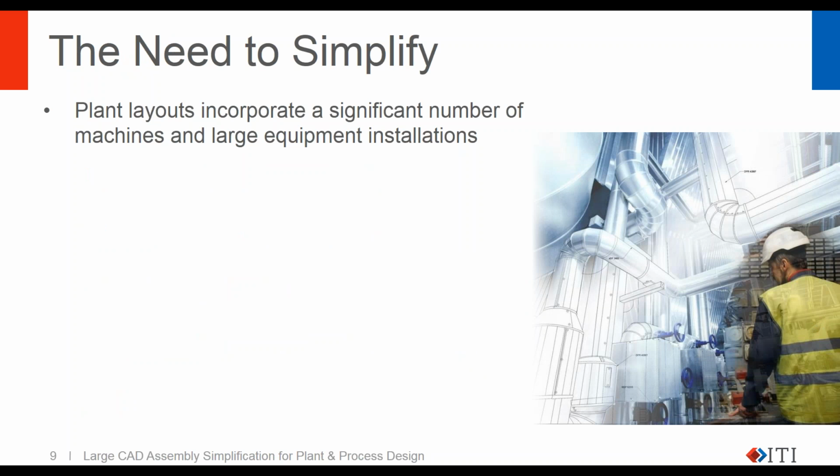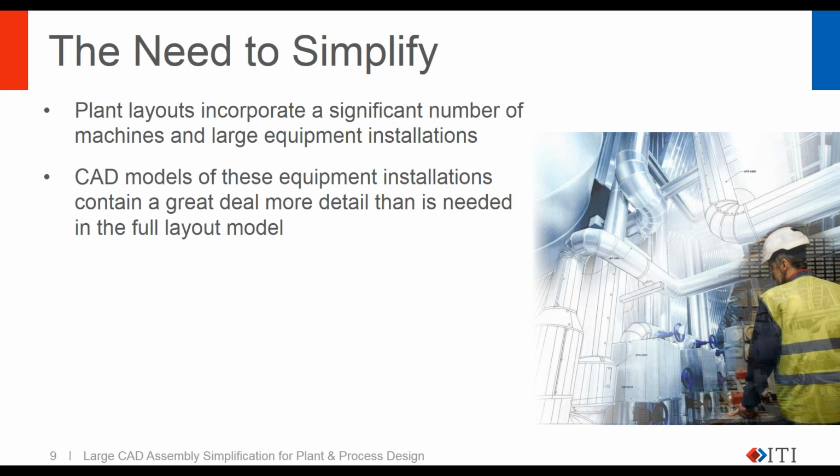So to begin with, the need to simplify. Why do we need to simplify large CAD models before integration into plant design systems? Well, the plant layout will incorporate a very large number of machines, of pieces of equipment. Now, those pieces of equipment are normally modelled and supplied by an equipment supplier. They're probably modelled in a mechanical CAD system like CATIA or NX, or SolidWorks or AutoCAD. And they're modelled as full mechanical CAD parts, so they're very detailed, and they generally contain a lot more detail than is needed for integration in the full plant layout.